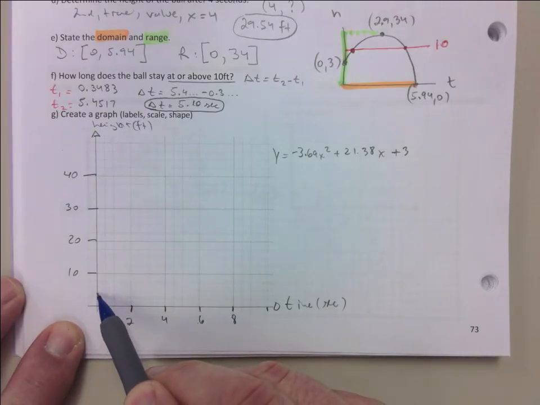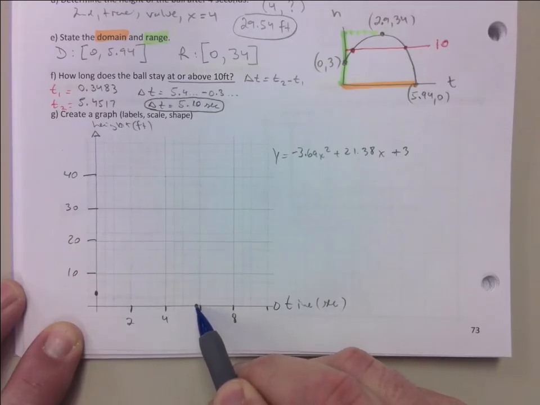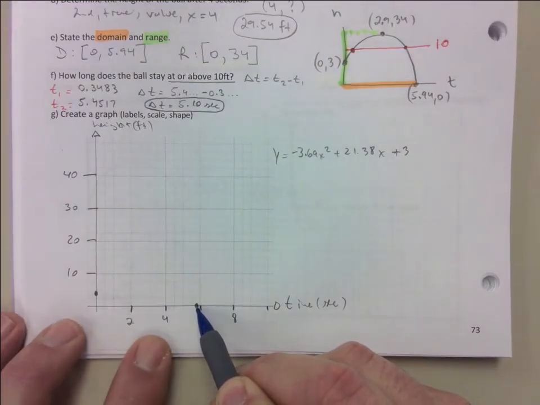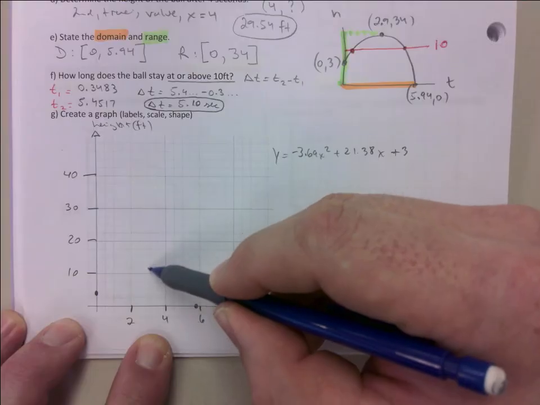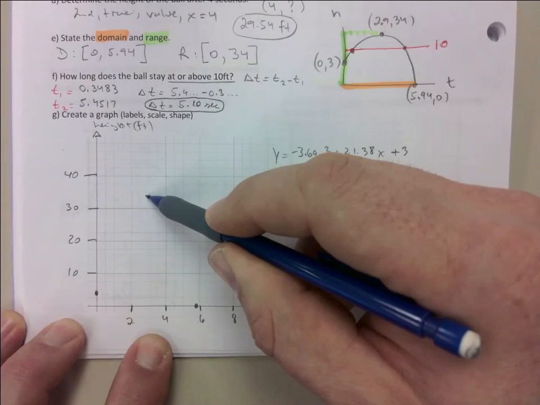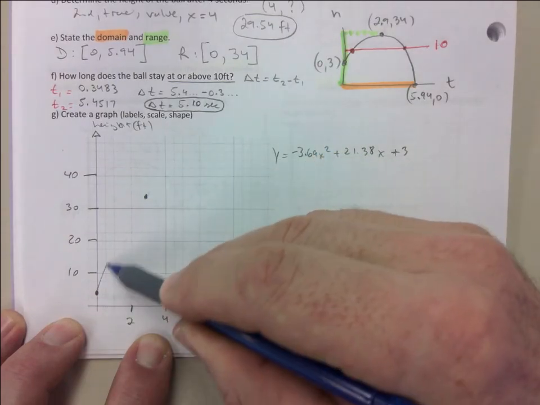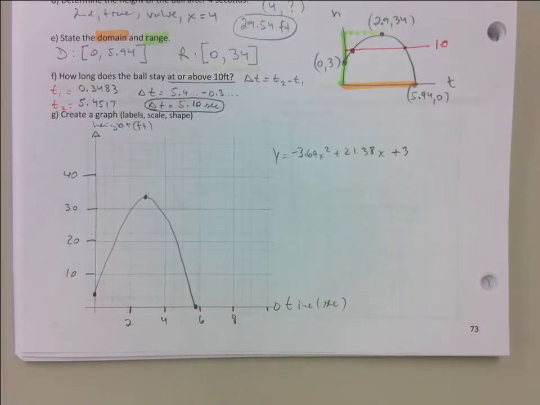Zero 3 is right about there. 5.94. This is 5. 5.94 is right about there. And the highest point is 2.934, right? 2.9, that's almost 3. This is 35, 34 is right there. So just over there, put your point down. Beautiful, right? You've got everything you need on that graph, okay?